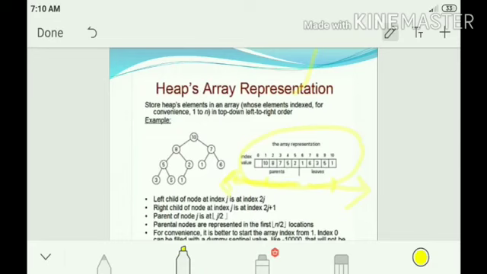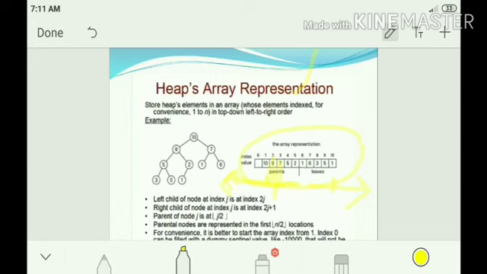And if we say that 10 is at the index 1, then its left child is at the index 2j. So if the value of the index j is equal to 1, then 10 is at the index j equal to 1. Its left child is at the index 2j, so it is at index location 2. 8 is at index location 2. Similarly, the right child of 10 is at the location 2j plus 1. So j's value is 1, therefore 2j plus 1 is nothing but 3. Thus, its right child is positioned at location 3.